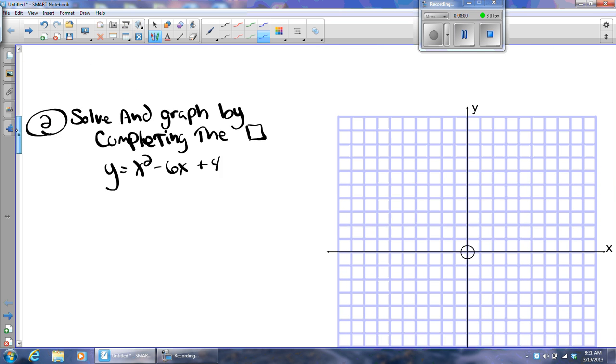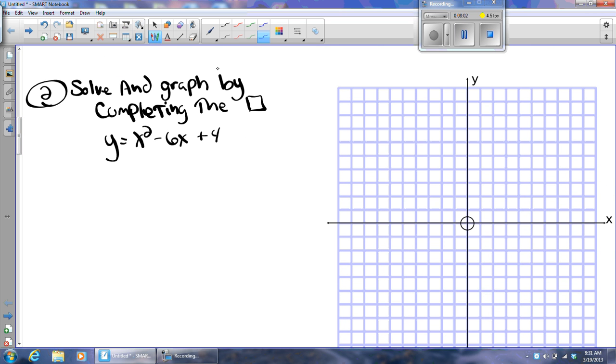Okay, now we're going to solve and graph by completing the square. Now I can check the discriminant here if I want to, but I know when I complete the square, it's going to tell me how many solutions I have. So I'm probably not going to do the discriminant again, but if you want, I can go ahead and do it. All right, so I'm going to go A, B, and C, and A is going to be 1, and B is going to be -6, and C is going to be 4.